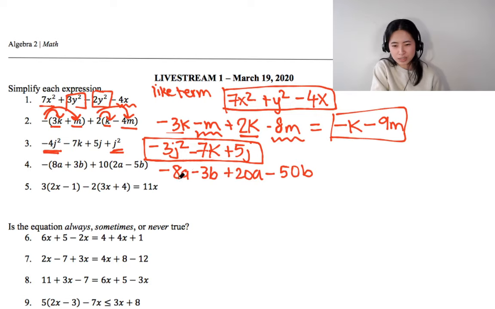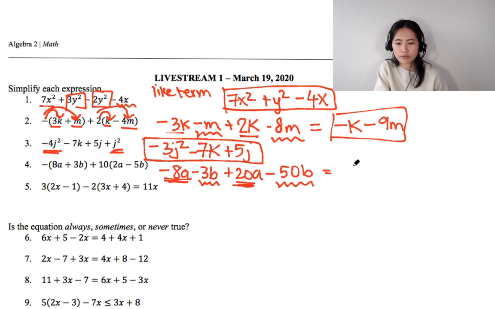And then you're going to see you have like terms, which are negative 8a and 20a. And then you have negative 3b and negative 50b, because they're both b's. Therefore, simplifying this, negative 3b and negative 50b is negative 53b. And then you have 20 minus 8, which is 12a. So 12a and negative 53b. There we go.